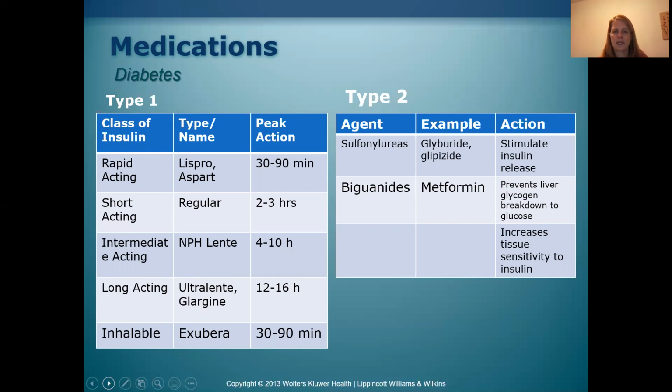Some of the medications that we use for type 1 diabetes are our insulins. You know, they're going to be injecting themselves with insulin, which is the key to take the glucose into the cell. For our type 2 diabetics, they're going to be on glipizide and metformin. Those are going to be their main medications that we would see on a medication list to stimulate insulin release and to prevent liver glycogen breakdown to glucose. It increases the tissue sensitivity to the insulin to be able to take the insulin into the cell to be used.